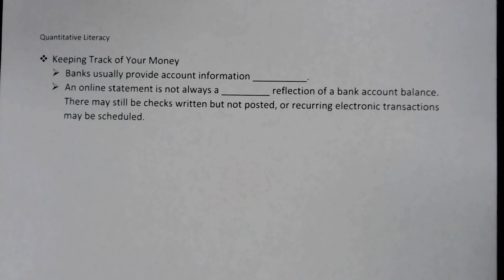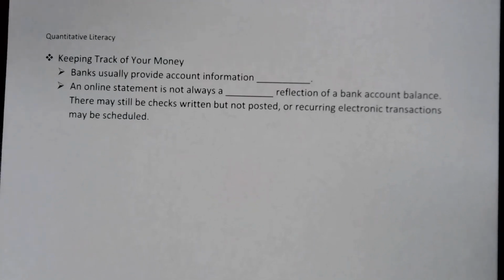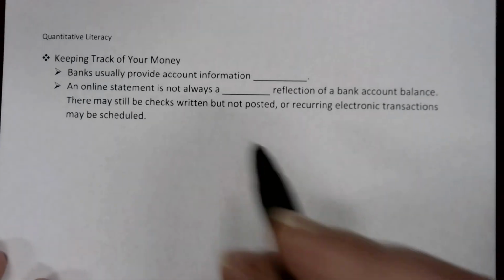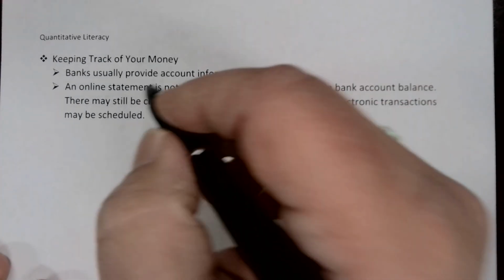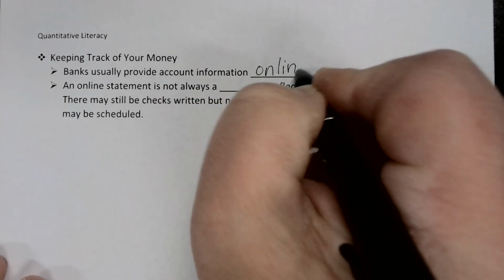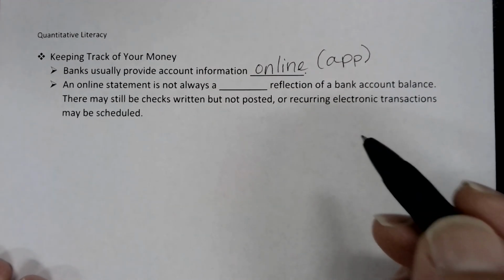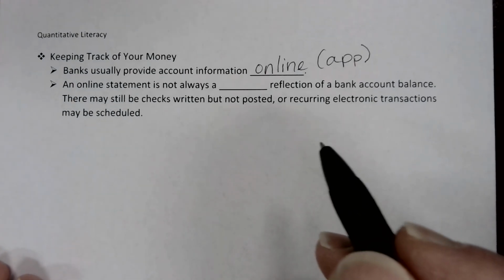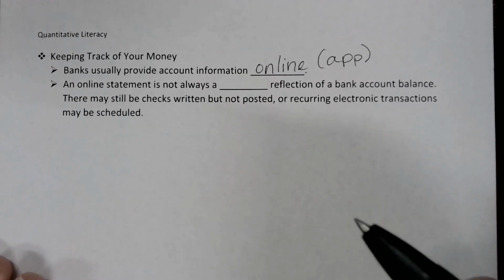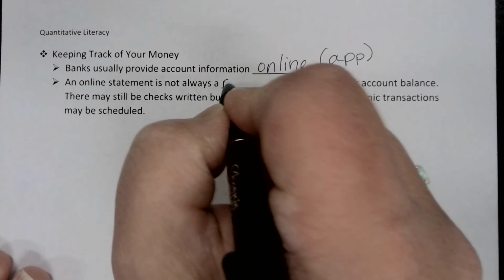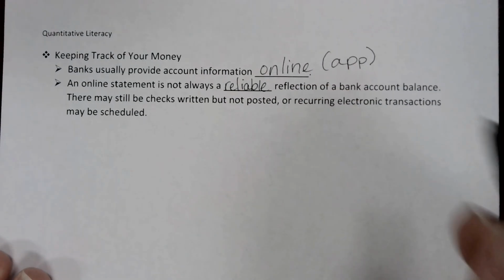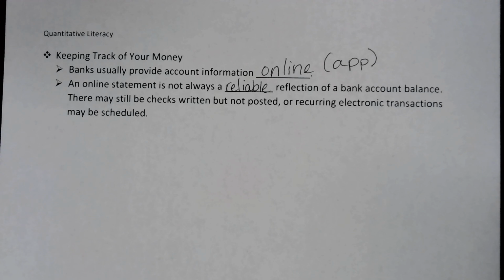So how do you keep track of your money? Well, I keep track of mine online. And that's where most banks, all banks usually, provide account information online. So I have an app on my phone that goes with my bank account that I can look at my bank. I can also transfer money. Like if I want to send my mom money for something, I can send her money. An online statement is not always a reliable reflection of the bank account balance. There still may be some checks that you wrote that are out, not posted, or recurring electronic transactions that may be scheduled to come out that hadn't done so yet.